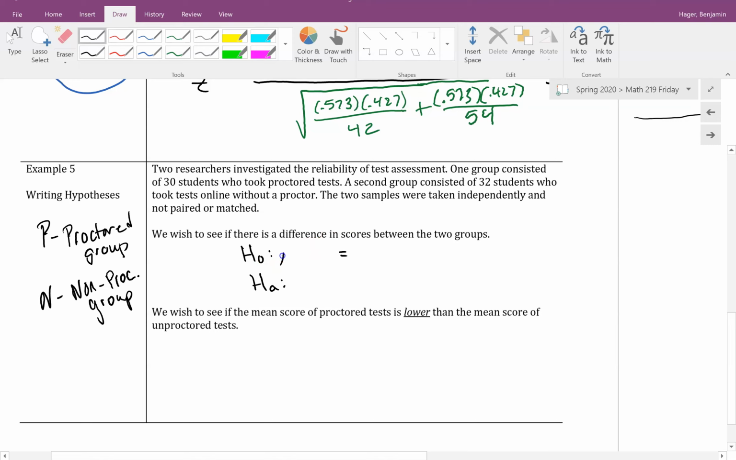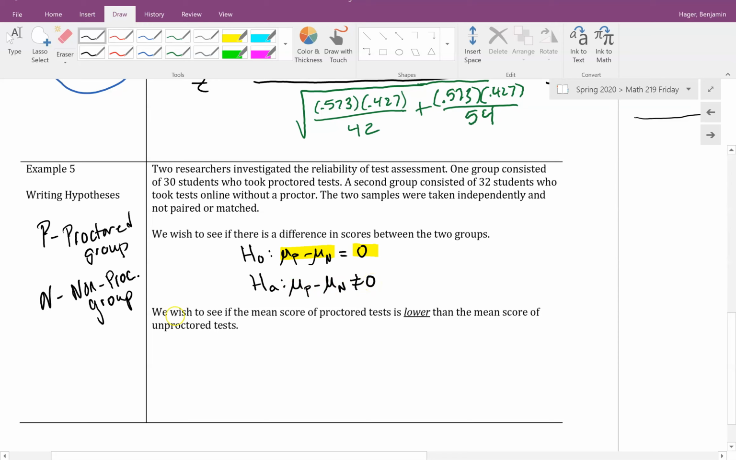So I could take the mean of the proctored group minus the mean of the non-proctored group, and I would say that it is 0, that there is no difference, right? Because here's their difference, and I'm saying it's 0. There is no difference. Or there is a difference, meaning if I were to subtract them, I get something that is non-zero. Okay? Because this just wants to know, is there a difference between the average scores of those 2 groups, the group that have a proctor and the group that do not. So the alternative would just be that there is a difference, that their difference is non-zero.